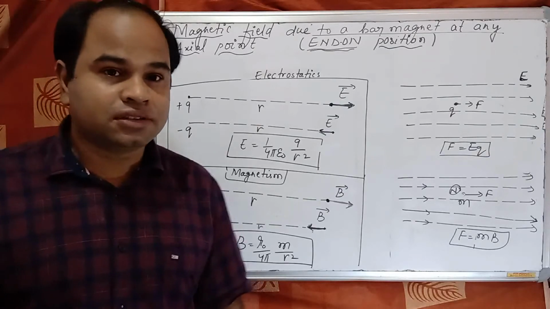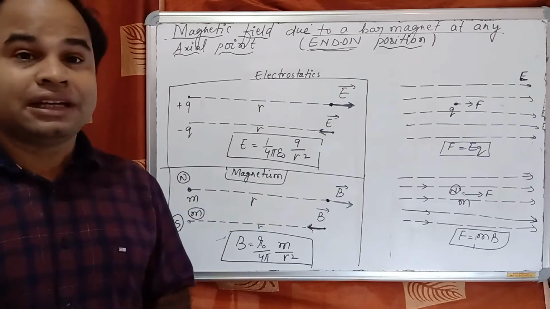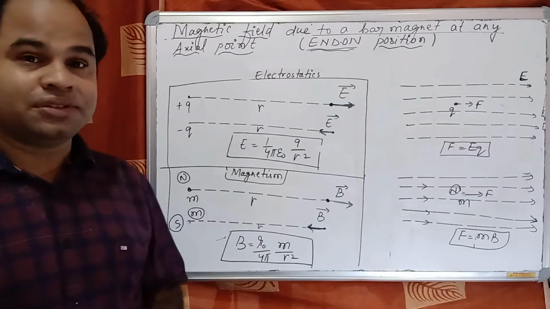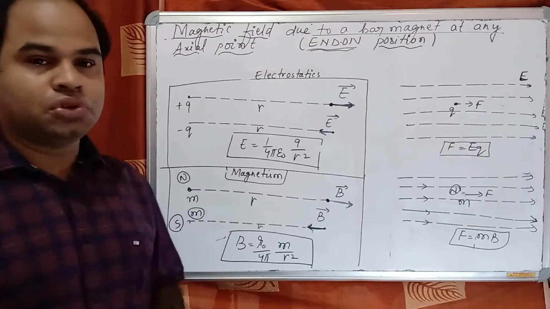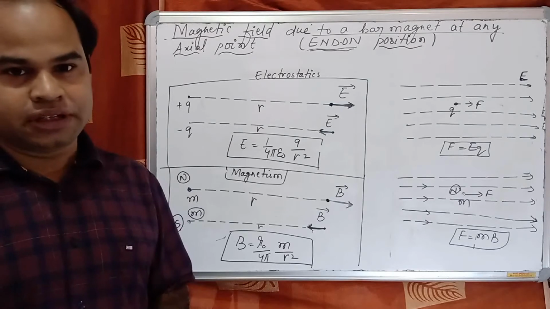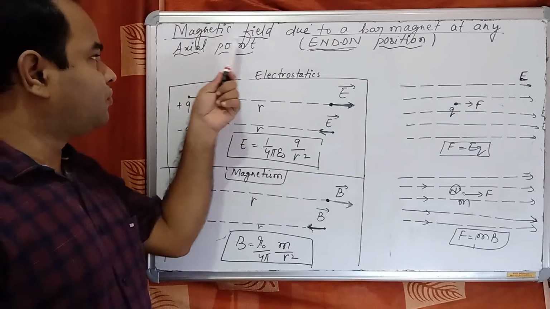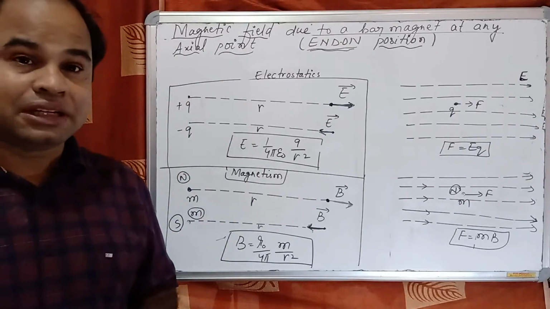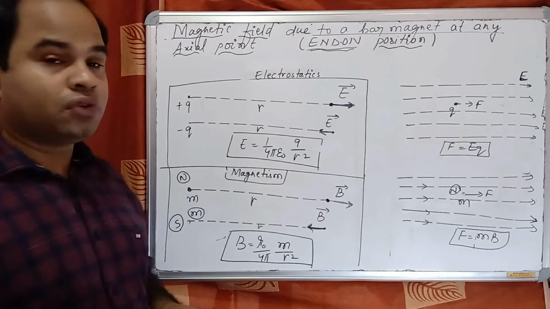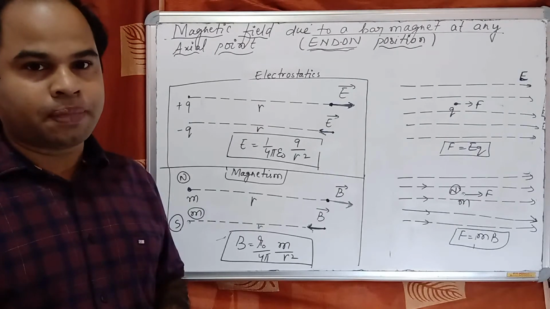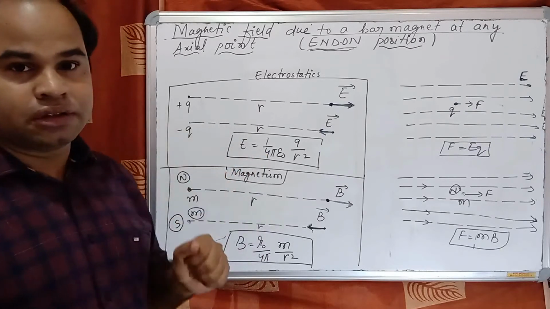Today we will discuss the topic that is magnetic field due to a bar magnet at any axial point. Axial point को हमें end on position भी कही परिवा. ठीक है. Again, today we will discuss magnetic field due to a bar magnet at any axial point. ठीक है. Before starting this topic, we should discuss some important things.